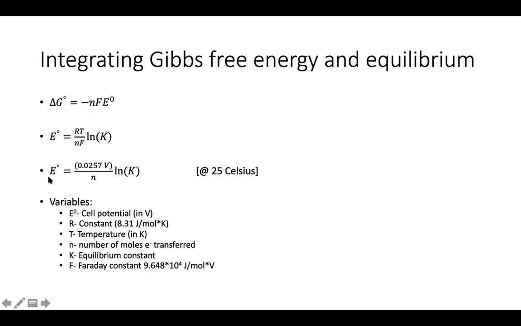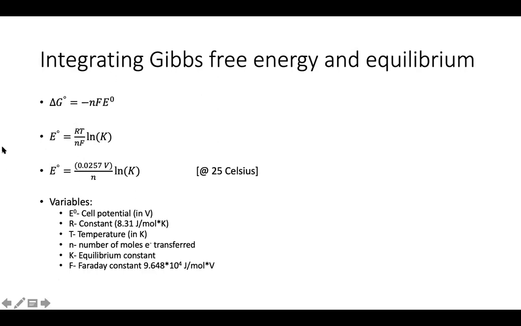And then the bottom two equations are kind of the same. It's to solve for standard cell potential, and it's equal to RT over nF times the natural log of our equilibrium constant. So all the variables are listed below. This number, 0.0257, is achieved by taking the R constant, dividing it by Faraday's constant, and multiplying it by the temperature when you're at 25 degrees Celsius. So it's 298 Kelvin.